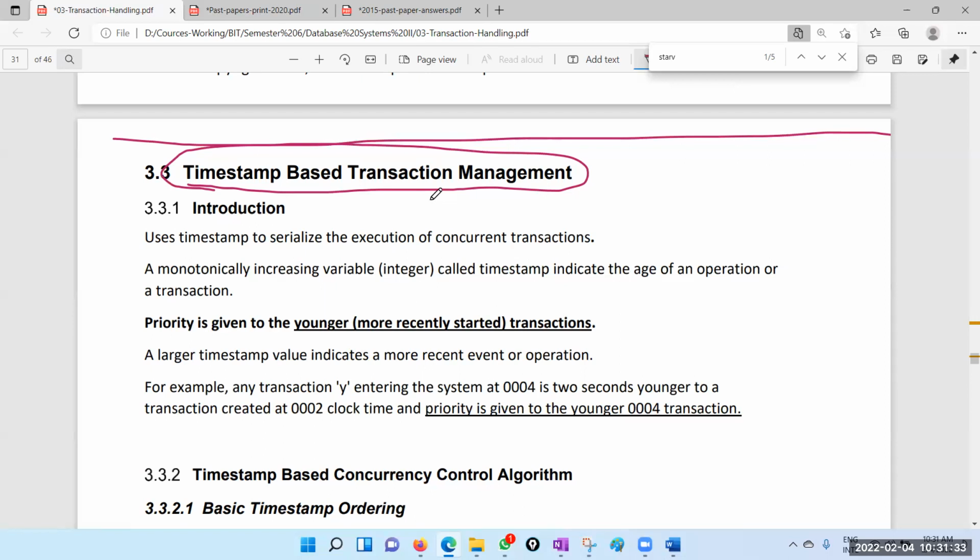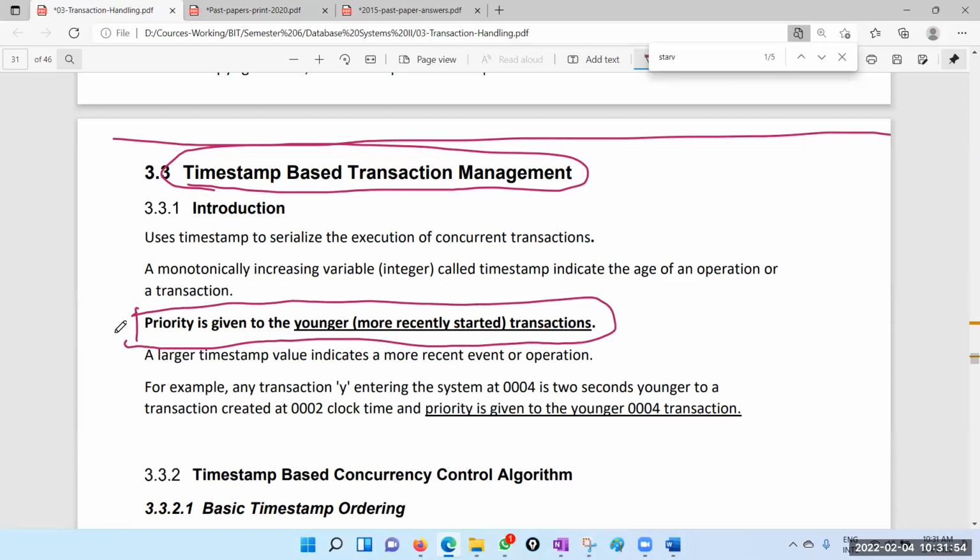Actually, we are doing the same thing in two different ways, using two different concepts. Earlier, we used the concept of blocking. Now we are going to use the concept of a timestamp. Okay, fine. So here the idea is, this is the main point you have to remember.